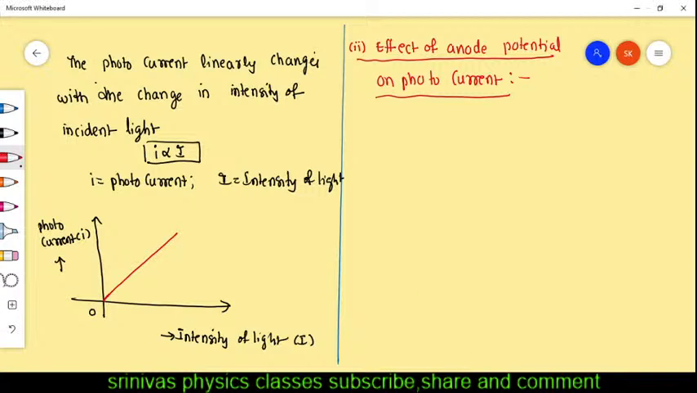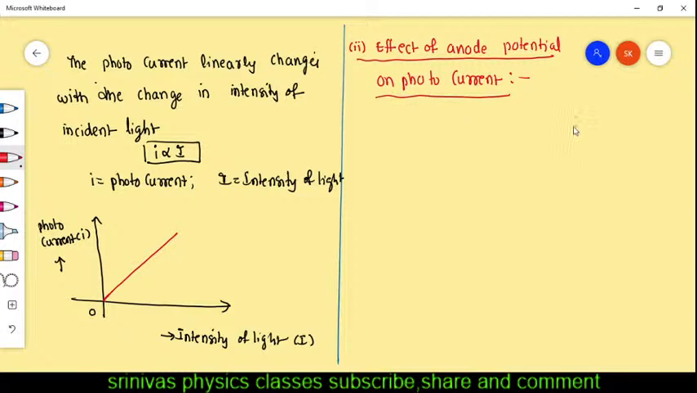Quartz glass. One member, Aditi, is asking about quartz glass. It is a transparent glass, through which light can pass. That is the only use.